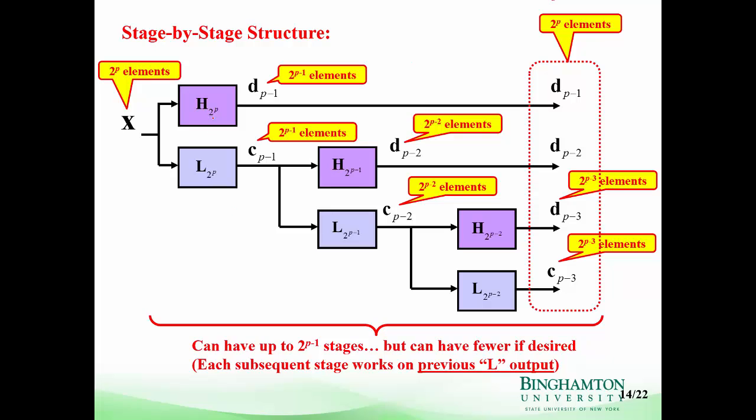So here's our original X vector. It's got 2 to the P elements in it. And so what we do is we apply it to each of these matrices, the L_{2^P} and the H_{2^P}. And so if you remember, this has 2 to the P minus 1 rows and 2 to the P columns. So we end up with 2 to the P minus 1 elements coming out of there. And likewise down here we end up with 2 to the P minus 1 elements coming out of there.